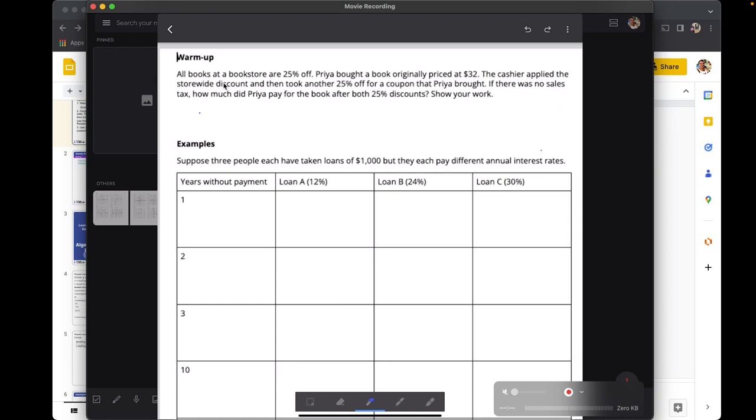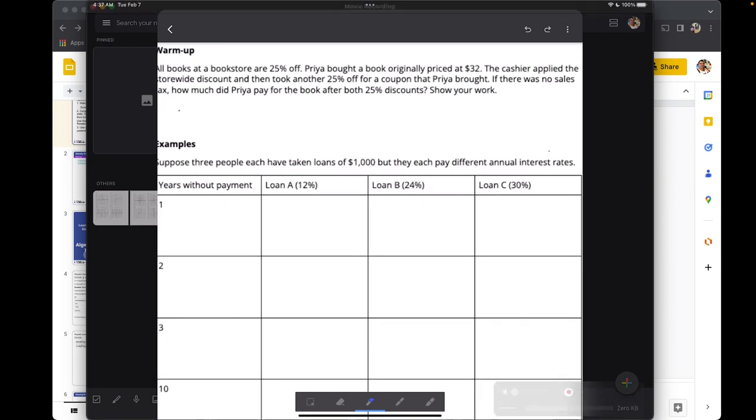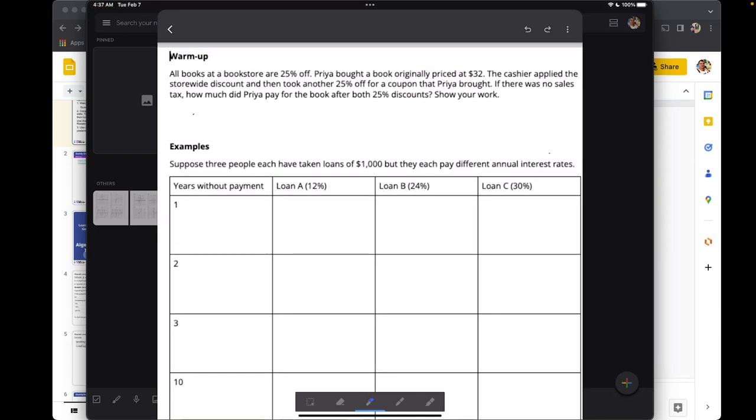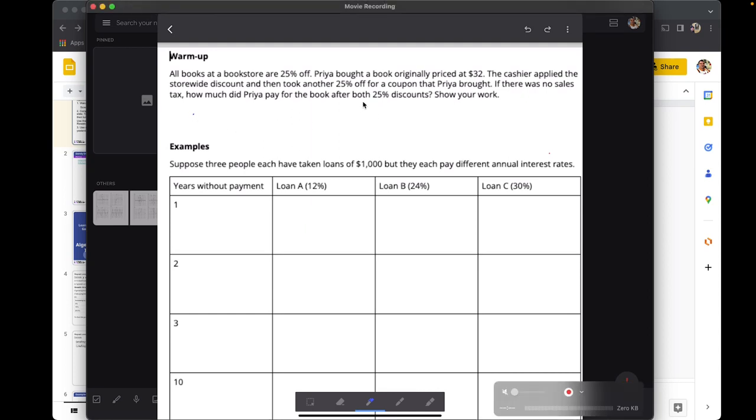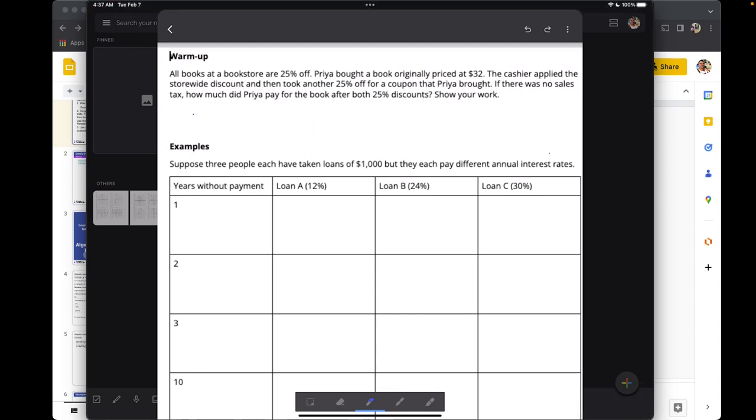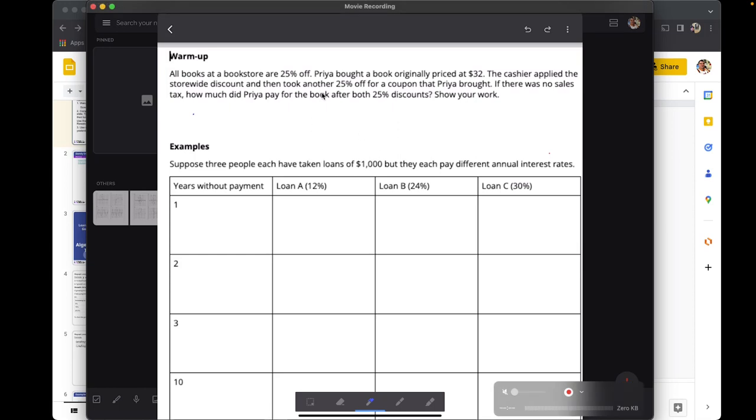So, all books at a bookstore are 25% off. Priya bought a book originally priced at $32. The cashier applied the store wide discount and then took another 25% off for a coupon that Priya brought. If there was no sales tax, how much did Priya pay for the book after both 25% discounts? So the key is that they're applying a 25% discount twice.